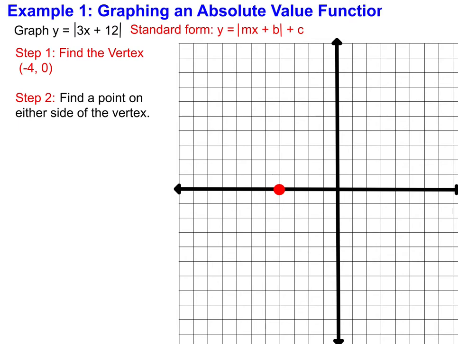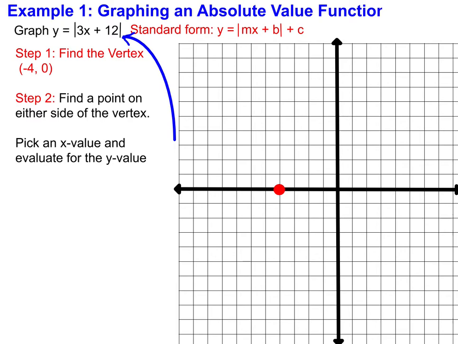We want to find a point on either side of the vertex. We're going to pick an x value and plug it in and figure out what the y value is. So let's go ahead and do that now. I'm going to pick an x value that's on this side of the vertex and an x value on this side of the vertex, and I'm going to solve it. Let's pick an easy one.